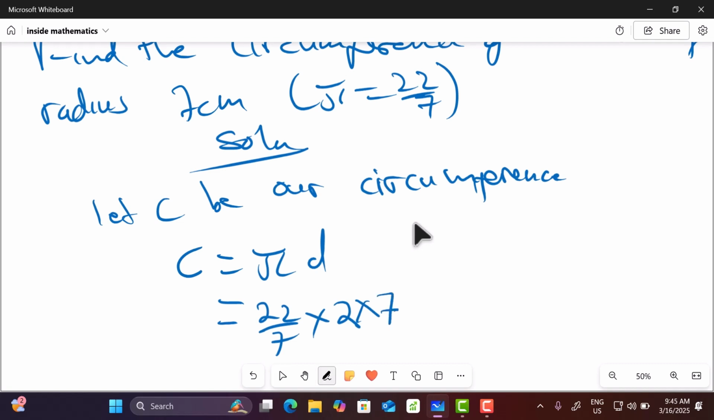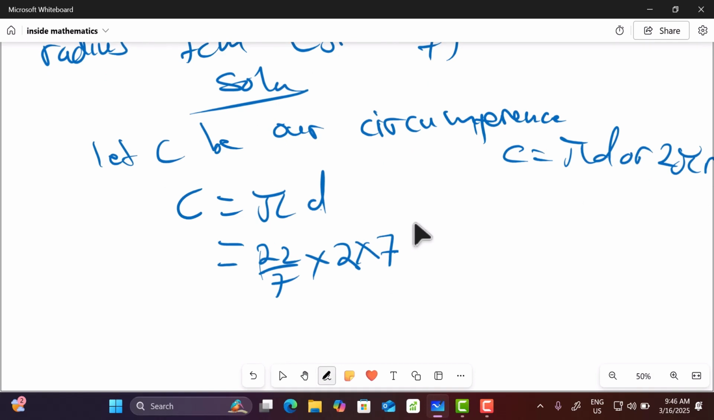So the question is, where did we get 2? Formula for circumference, C is equal to pi d, or 2 pi r. So in this case, we don't have the value of d for the diameter, so we need to multiply the radius times 2. If that is the case, it means that 7 is in centimeters. It means that we cancel 7 and 7. Then we get something like 44 centimeters. That will be our circumference.